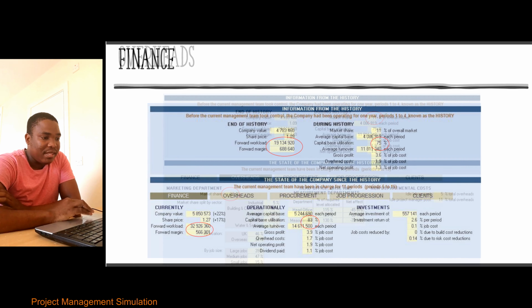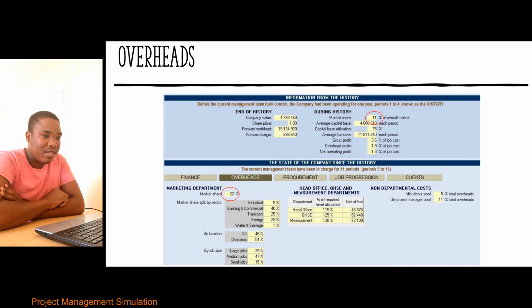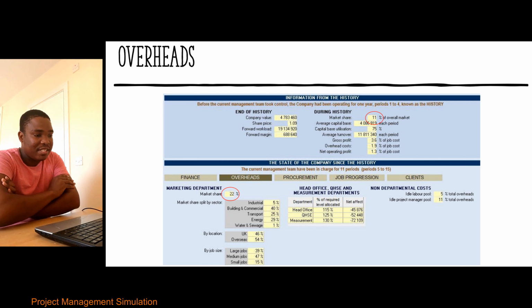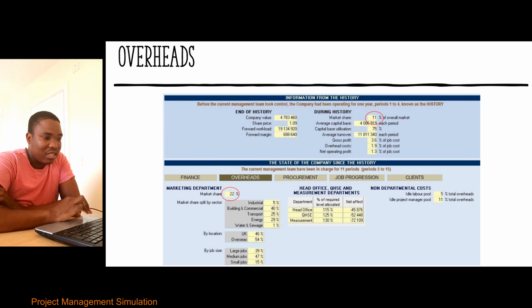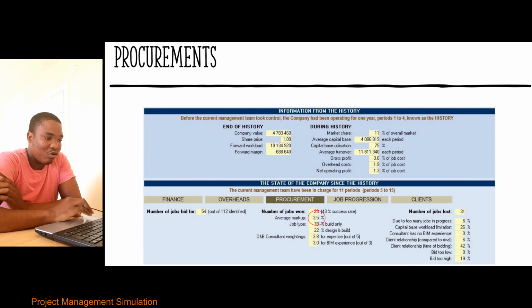And then in terms of overheads, when we took over the company, it was only occupying 11% of the overall market. And we first started with the strategy to say we want to double that, or at least double it in every period where possible, or by the later years. And we have right now managed to increase it to 22% because we're focusing on only 3 specific sectors, which is energy, transport, and building and commercial. But we're hoping that with the decisions that we are making now, we will increase that to at least 25 or 27% in future.